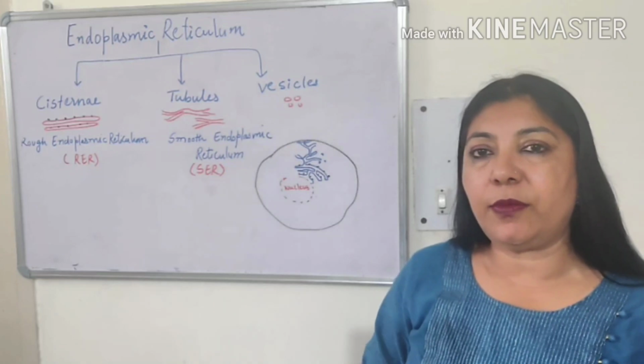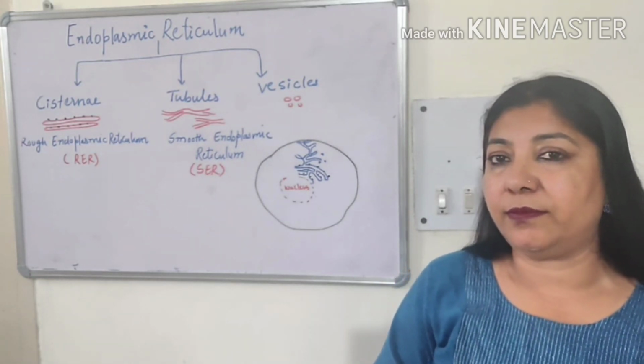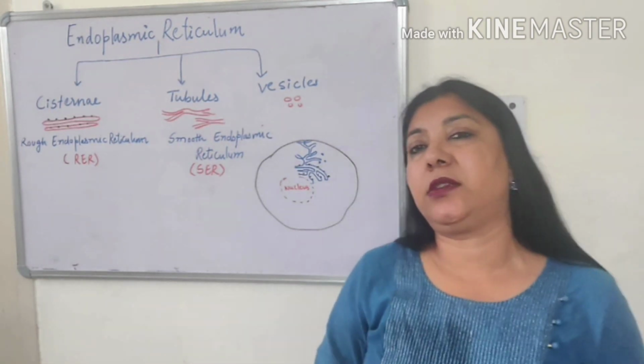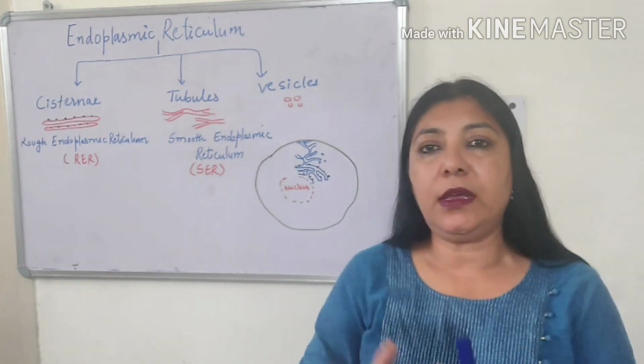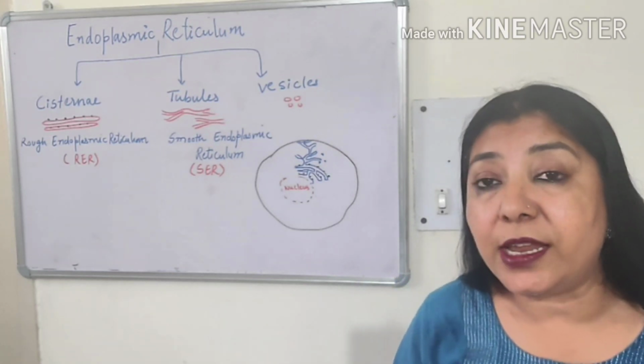So the first part of the endomembrane system is endoplasmic reticulum. I hope you have understood. Now let's switch over to the next member of the machinery, that is Golgi bodies.